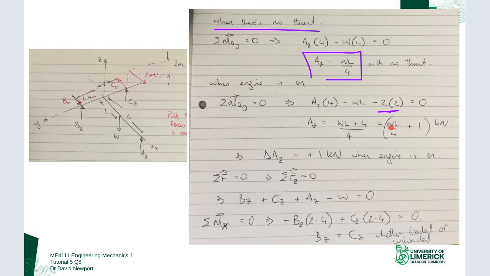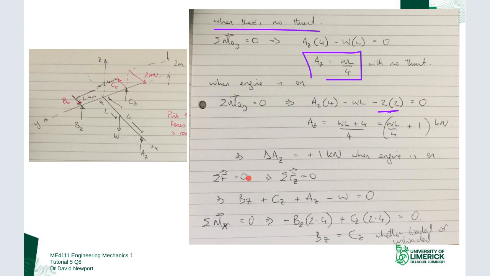And if I compare that to what I have up here, previously it was WL over 4. So by throwing on the 2 kilonewton thrust, I've added 1 kilonewton onto AZ. So AZ has increased by 1 kilonewton. Okay, so that gives me that answer out.